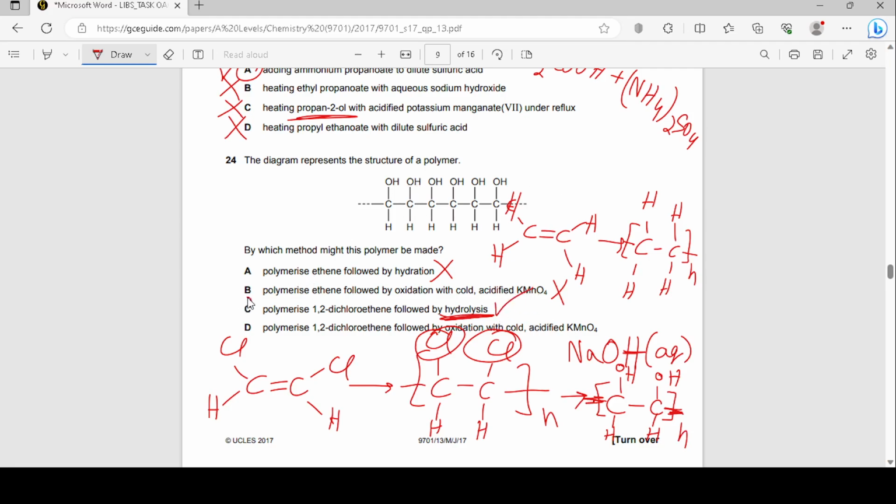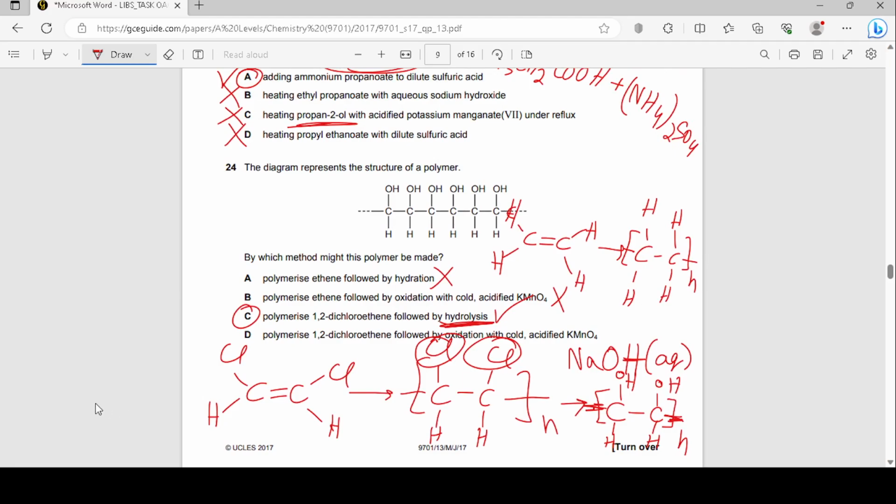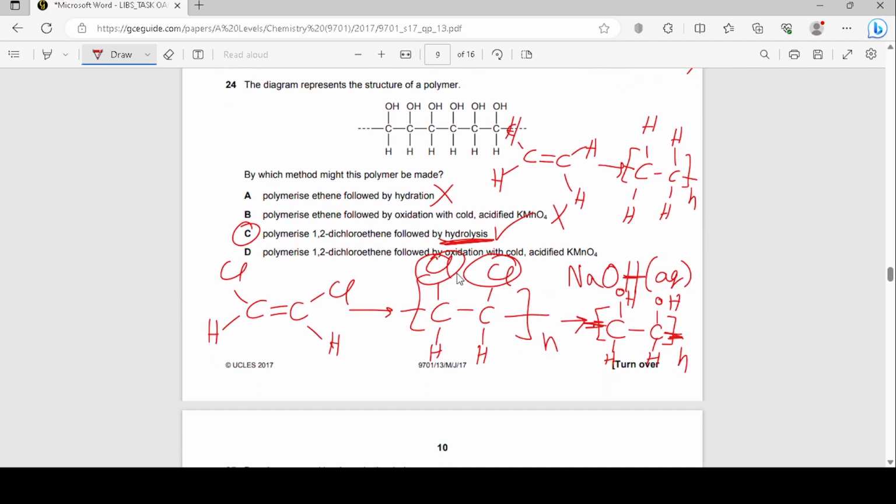So I would say that C seems to be the right answer. If you look at D, polymerize 1,2-dichloroethene, which is this compound, followed by oxidation with acidified KMnO4. Now, you're oxidizing this chlorine compound, so that's not really something we've studied. It seems a bit weird, doesn't it?